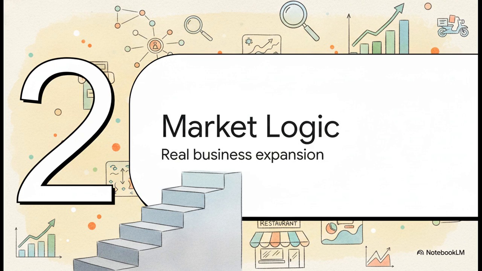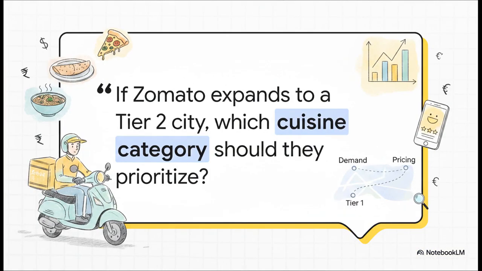Moving up the staircase, we hit step 2. This is where we shift our focus to applying that data to real business expansion. Once your foundation is set, we move from just cleaning data to actually understanding marketplace dynamics. Think about using a real-world Zomato dataset for this second project. Companies like Zomato, Swiggy, or Uber Eats, they care about demand, pricing, and customer satisfaction.